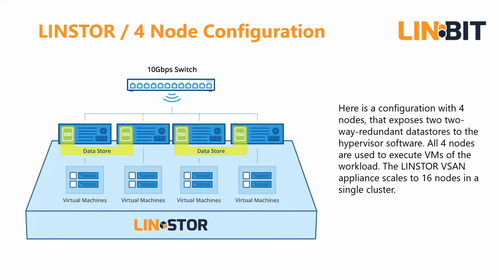And here is another simple example of LINSTOR vSAN consisting of 4 nodes relying on a two-way redundant data store in here. 2-way here, 2-way here. As you can imagine from this example, you can expand this LINSTOR vSAN appliance up to 16 nodes in a single cluster. This is the theoretical limit right now. And I believe it will be much more than that in the future.